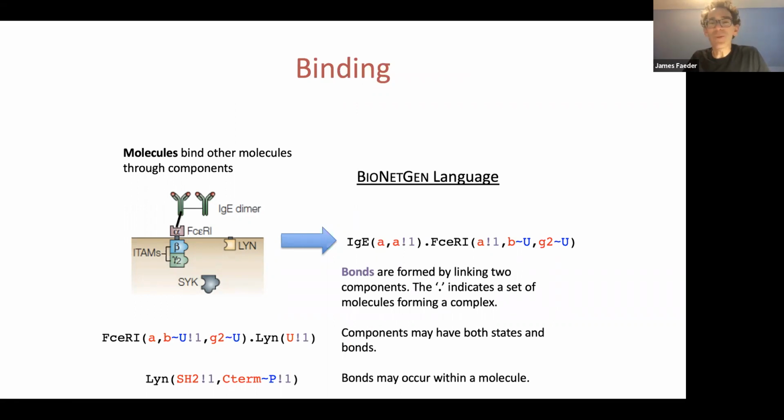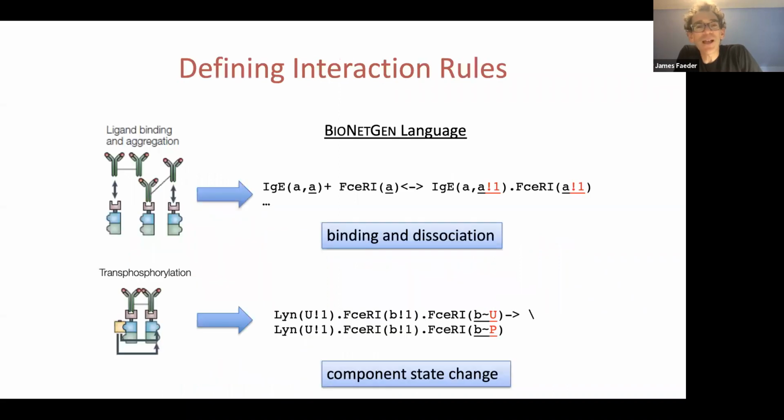We had a different one. We had Lyn and receptor, right? I think there are a bunch of different examples of complexes, and we have this kind of funny bond notation. Bonds can occur within a single molecule. That's this C-terminal autoinhibition. And so we have this richness of what the language can describe, and then we have rules that talk about how bonds form and break up, and how states get changed.